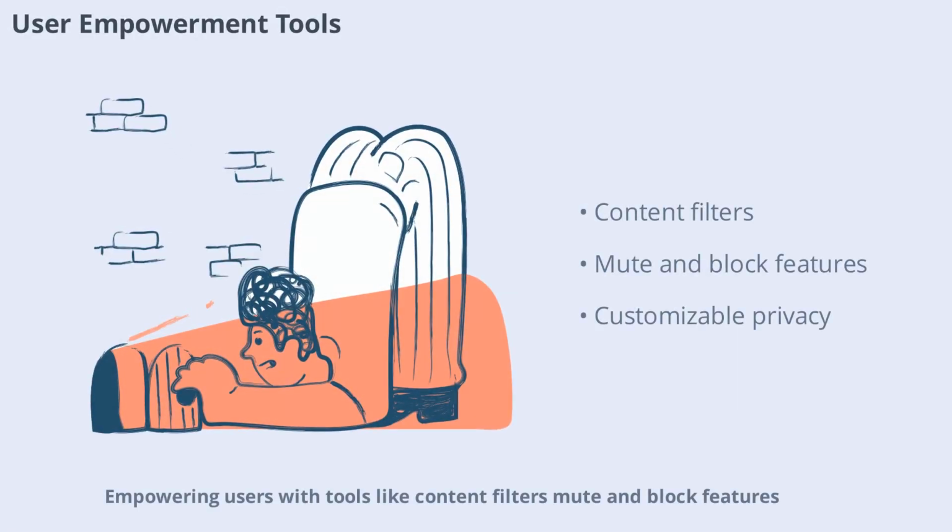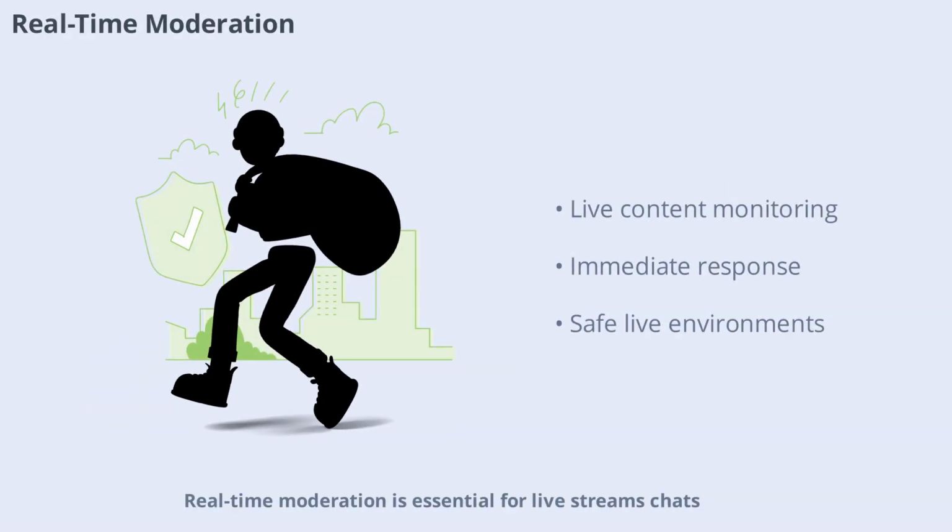Empowering users with tools like content filters, mute and block features, and customizable privacy settings enhances their control over digital experiences. These tools allow users to tailor their interactions and protect themselves from unwanted content. Platforms should make these features easy to find and use. Real-time moderation is essential for live streams, chats, and other instant communication channels.